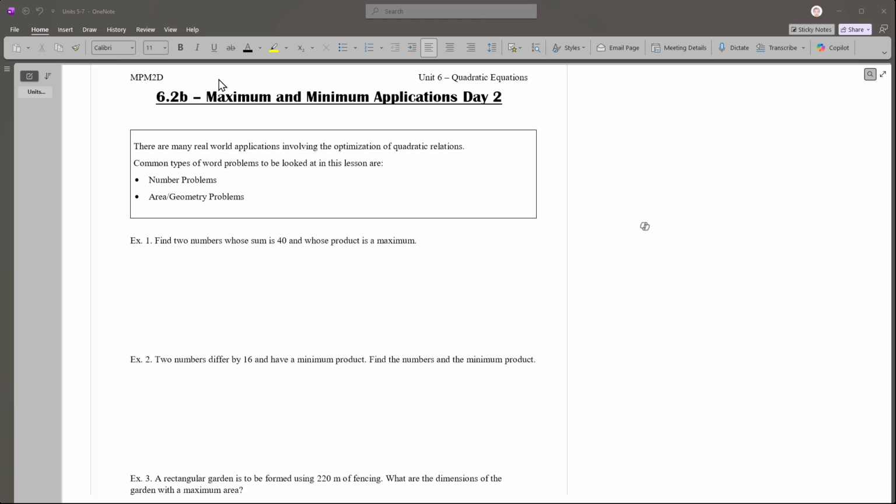So we're going to continue off from yesterday's lesson, which was finding and applying the maximum and minimum of a quadratic relation. And we had to do this by putting together some form of relation, some form of equation. Then we used the completing the square strategy to put it into vertex form. And the whole point of doing that was so we could find a maximum or minimum, the HK of the vertex form.